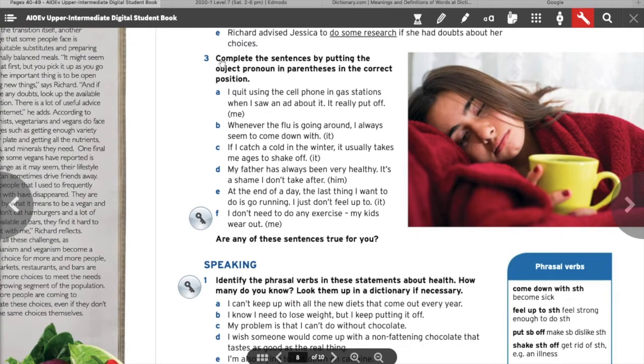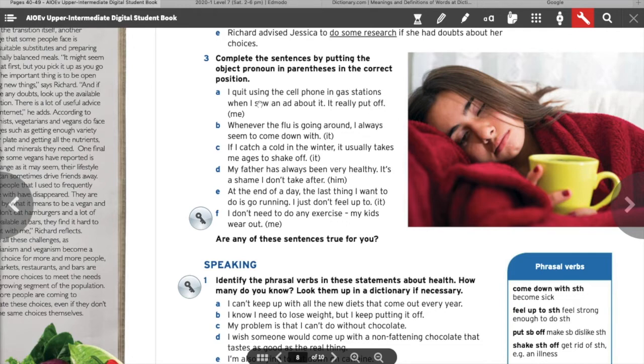Number 3. Complete the sentences by putting the object pronoun in parentheses in the correct position. So now, this one, you have to put it in the correct place. I quit using the cell phone in gas stations when I saw an ad about it. It really put off, but you have to use me. So it really put me off, and that's where it should go.